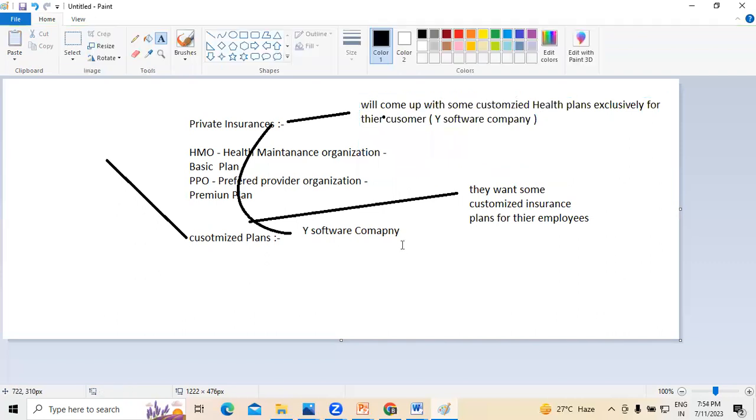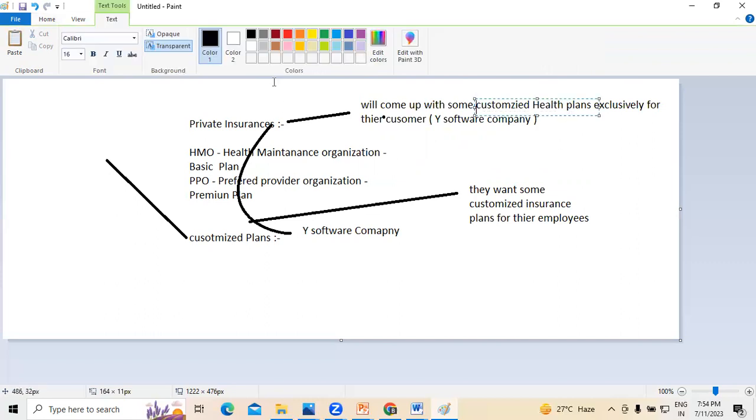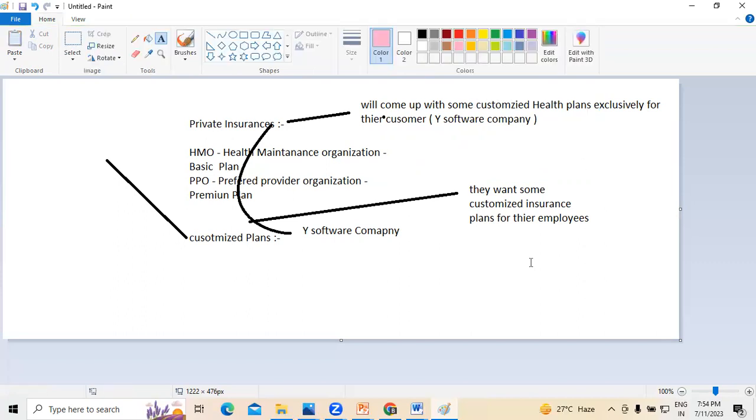So do remember, whatever this customized healthcare plan is, it is specified only for the Y company only. This private insurance company doesn't give this customized plan to other people. Because this is a customized plan they have designed only for the Y company. Understood, right?